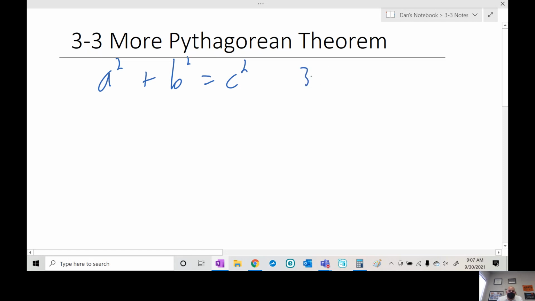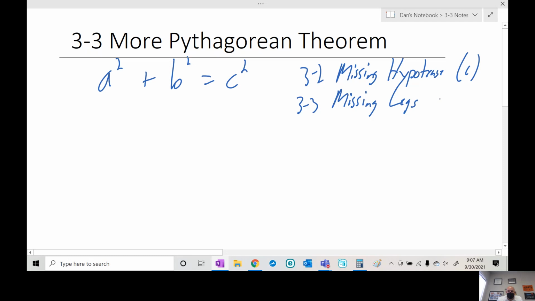So in 3-2, we had a missing hypotenuse, and that was like the letter C. In this one, in 3-3, we're going to have missing legs, and that's either A or B. And it doesn't matter which letter you give for it, A or B.